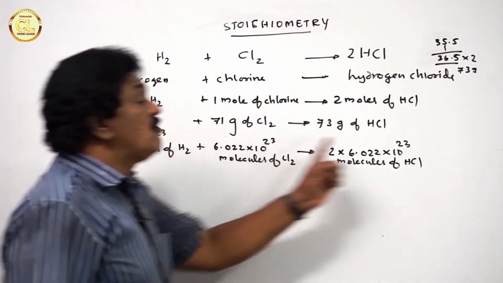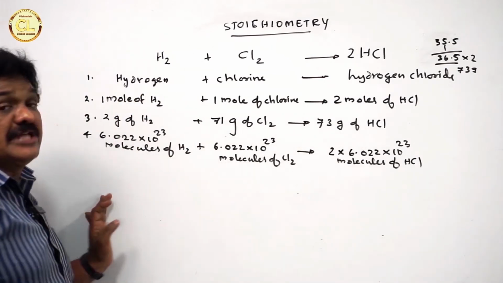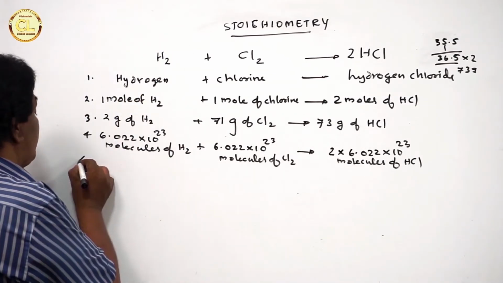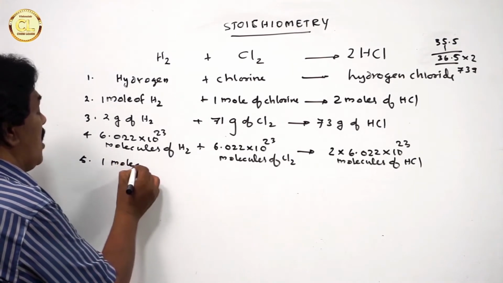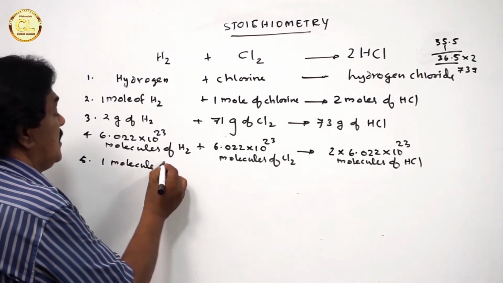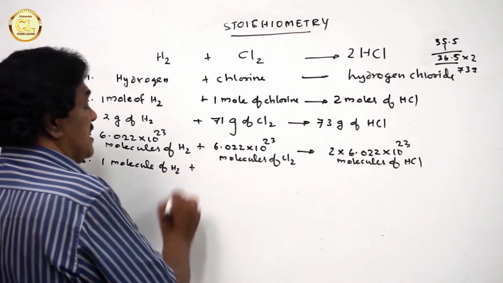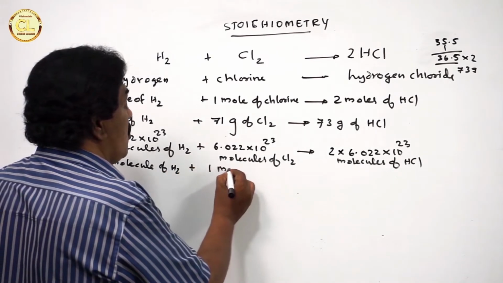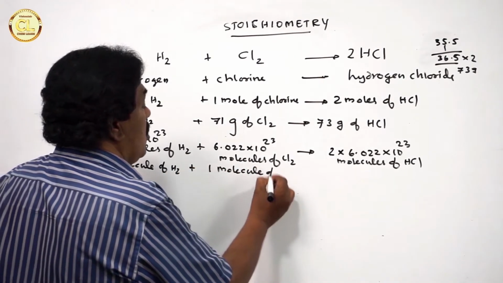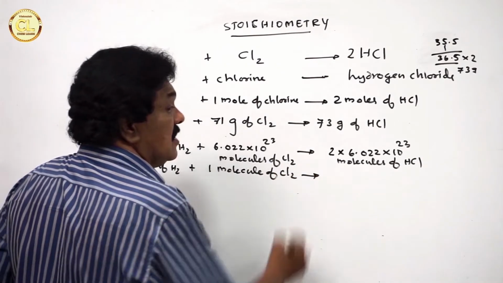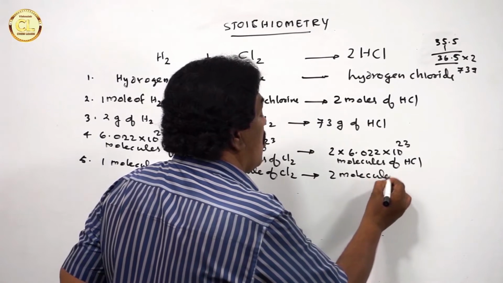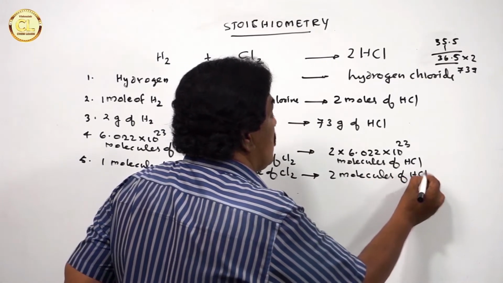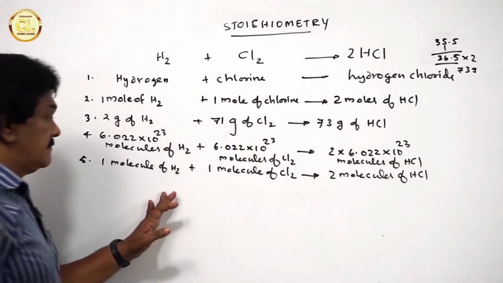Now, dividing throughout by 6.022 into 10 raised to 23, we get the fifth meaning. See, 1 molecule of hydrogen plus 1 molecule of chlorine gives 2 molecules of hydrogen chloride.